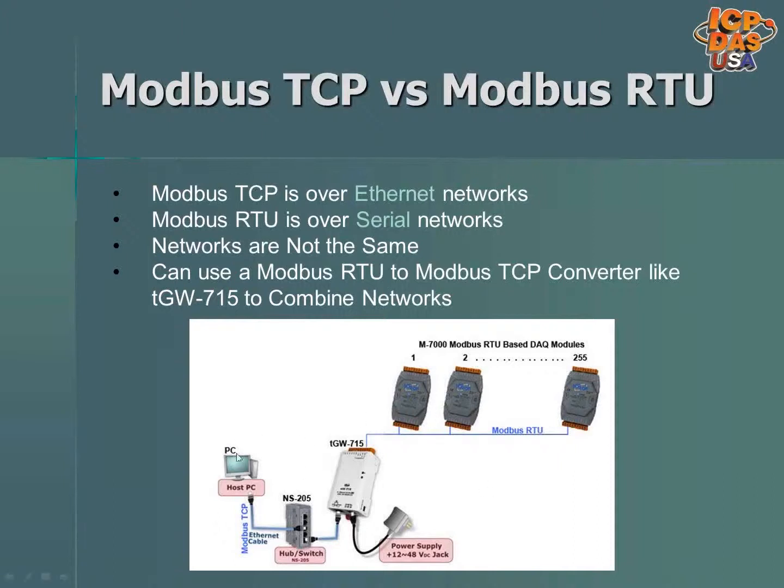So as you can see in this picture here, there's a PC connected with an Ethernet cable to a switch. The switch is connected to the Ethernet port of the TGW715 Modbus RTU to Modbus TCP converter. Then on the COM port of the TGW715, you can see that Modbus RTU devices are daisy-chained over the RS485 bus, and each Modbus RTU device has a different address, and you can have up to 255 devices on one network.